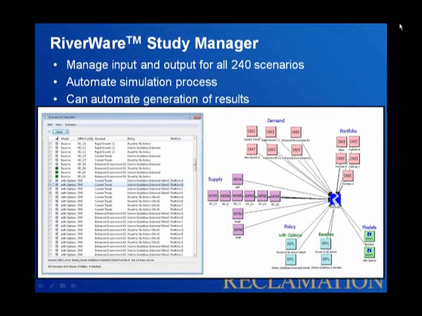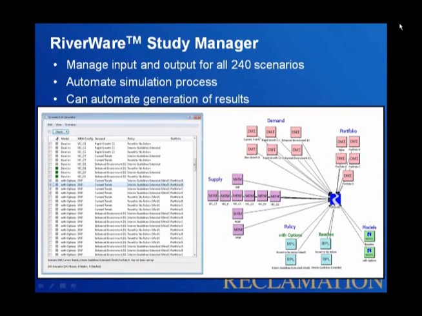The next tool that was really instrumental in completing all of our modeling simulations in the time frame of the study was the Riverware Study Manager, and it really helped manage all of the input and the output for our over 240 different scenarios, and then automated the simulation process so that we could hit go and run a lot of those scenarios at once without having to start each of them individually.